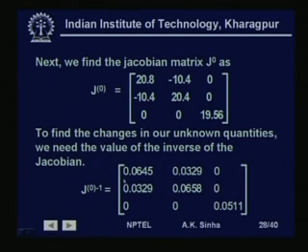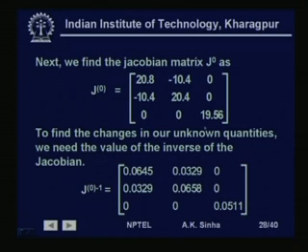So, what we need to do is we can solve the equation now that del P del Q is equal to J del x, that is delta theta delta V. So, for that either we can take an inverse or we can solve it using Gauss elimination.